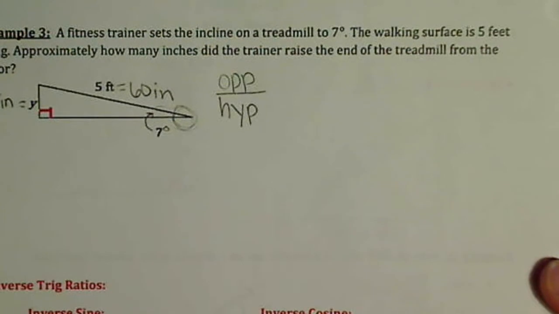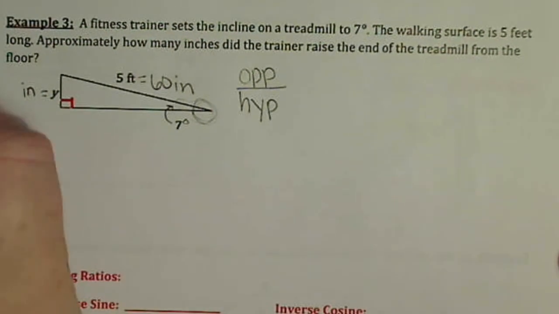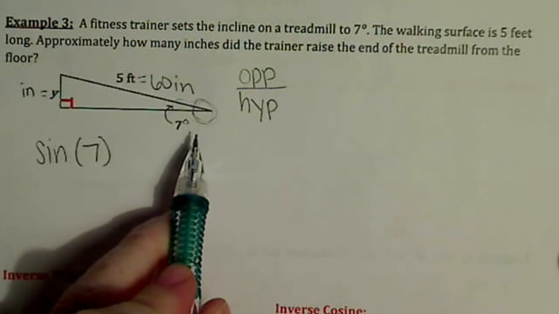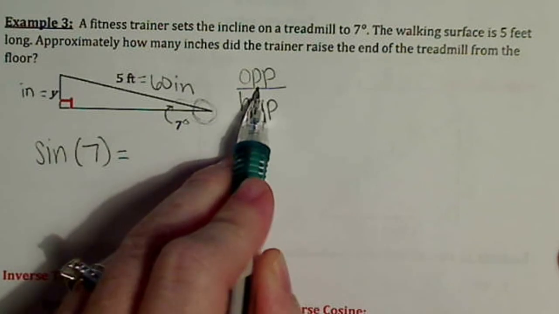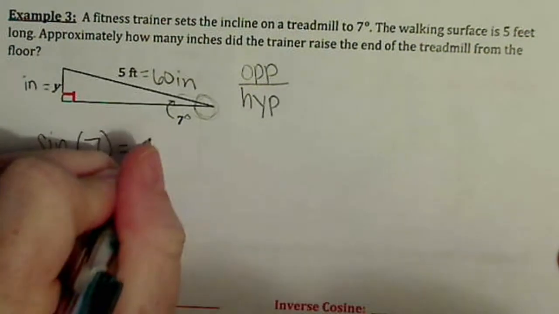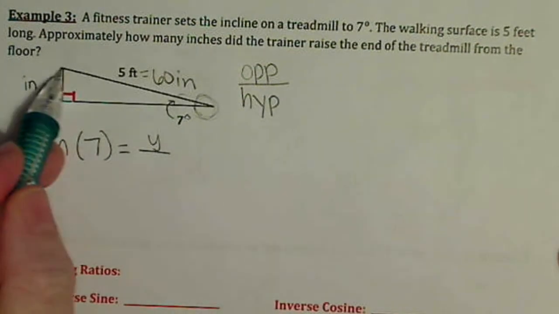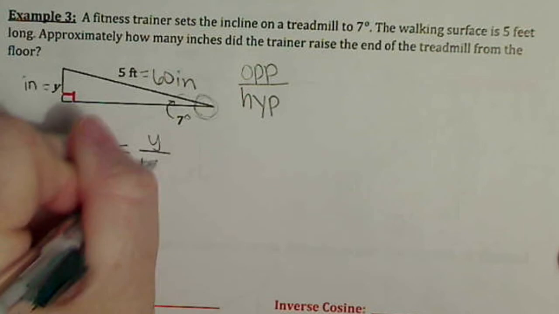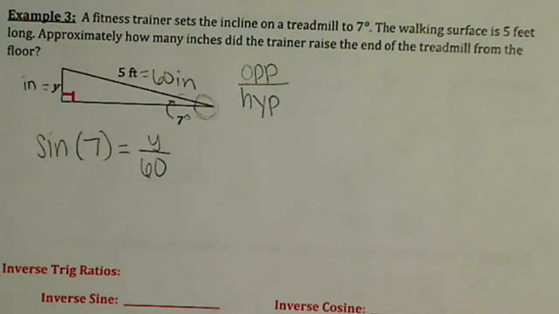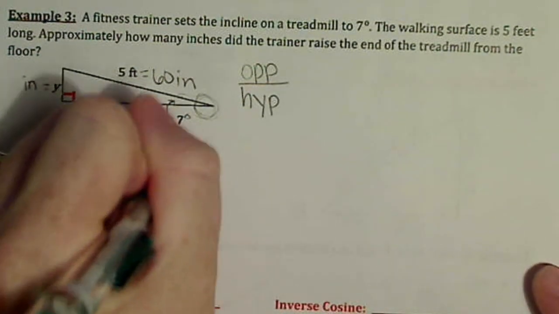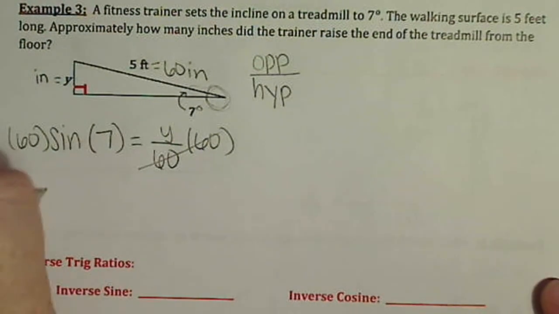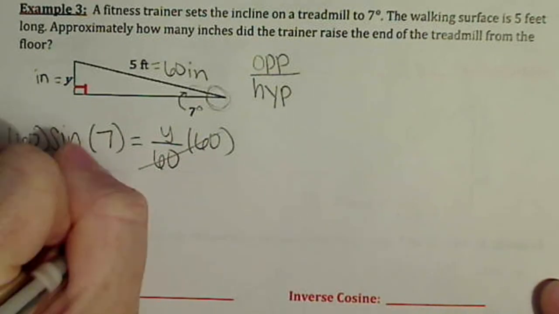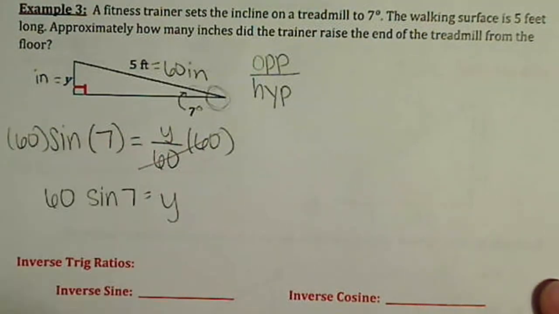What I'm doing is I want to know the sine of 7, because it's the angle. I already know the angle degrees, equals the side opposite, which I don't know, so that stays y, over the hypotenuse, which is 60 inches. I need to find out y. So let's do a little algebra, rearranging. Multiply both sides by 60. Those cancel. And if I rewrite it, I get 60 times the sine of 7 equals y.